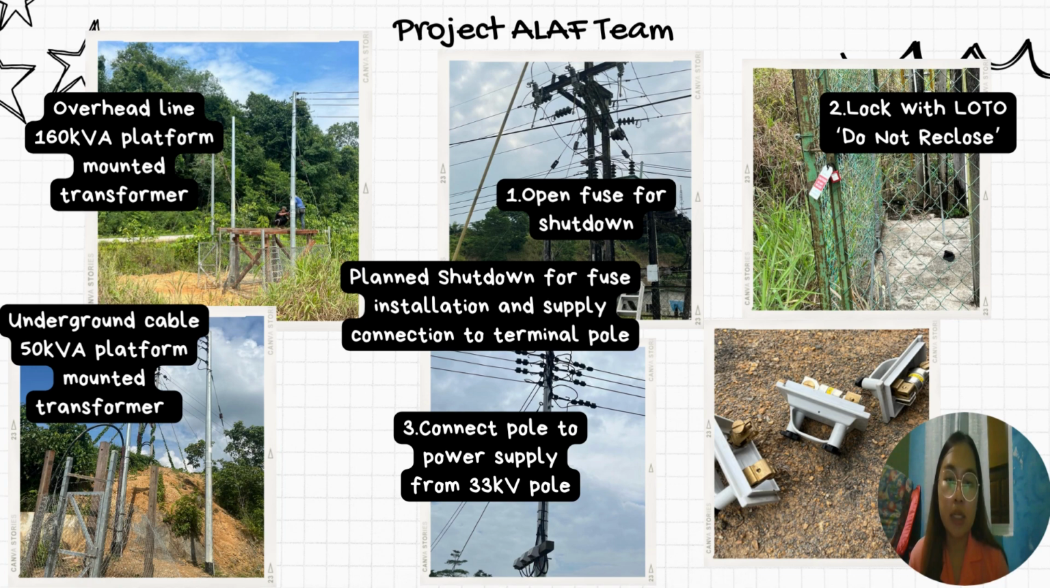And 3 days after, the first activity done is open fuse for shutdown, and then display shutdown is for fuse installation and supply connection to the terminal pole. And then the second one is lock with LOTO, do not reclose, and last but not least is connect the pole to the power supply, which is from the 33 kV pole. The 33 kV pole is where we shut down the fuse just now.